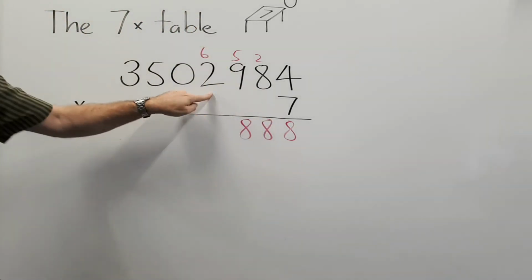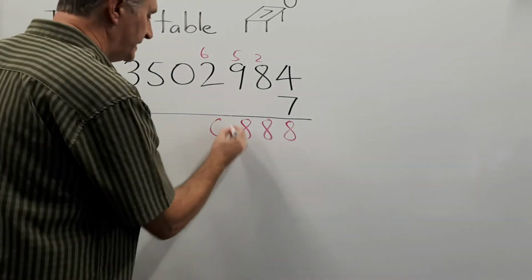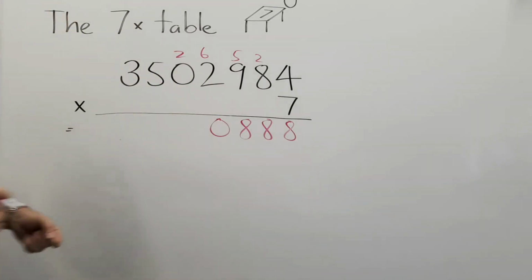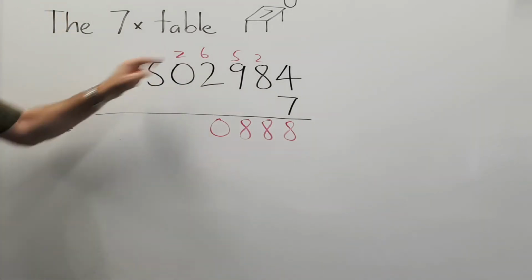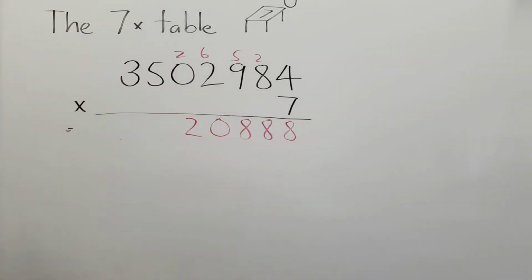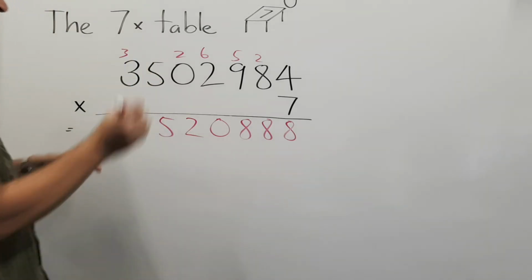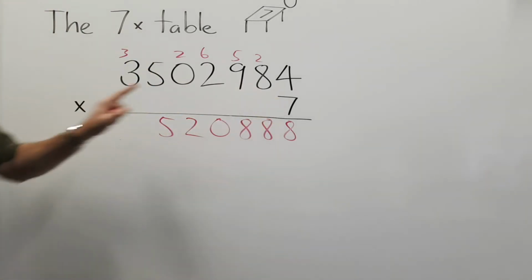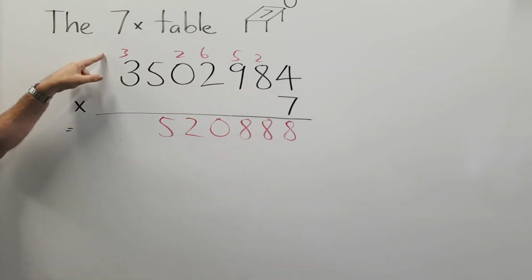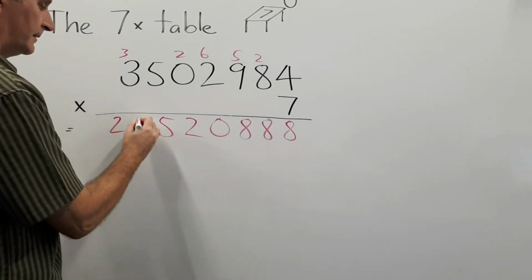7 times 2, plus 6, 20, 0 goes there, 2 goes there. Nothing times 7, 0. Add the 2, 2. 7 times 5, 35. We don't have to add anything to that one. We can just put the 5 there and the 3 there. 7 times 3 is 21 plus 3 gives you 24.